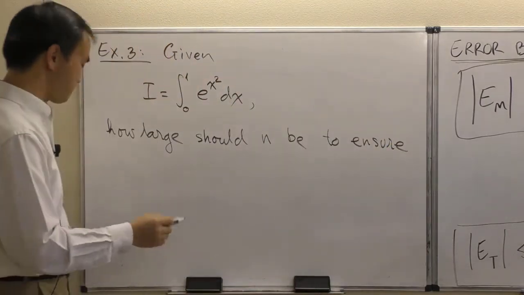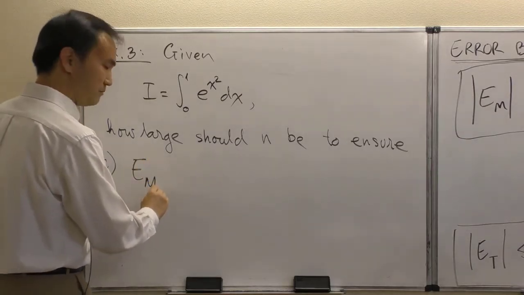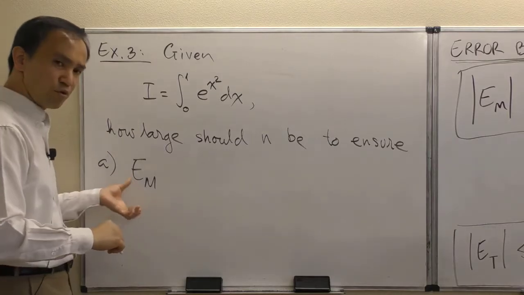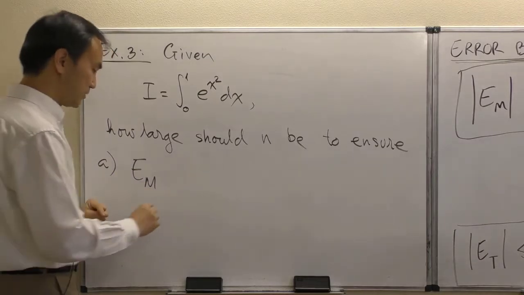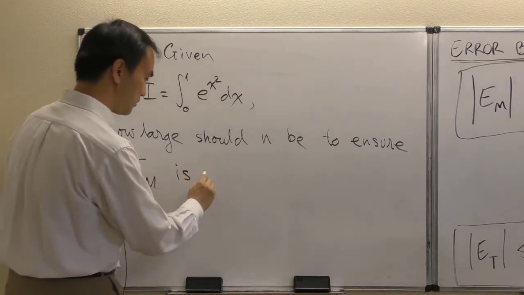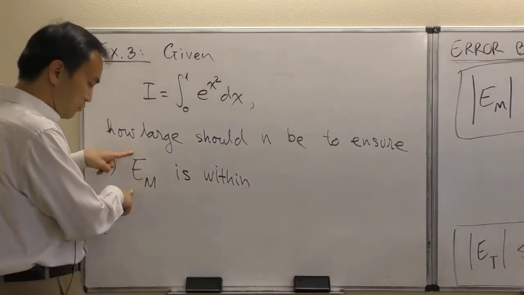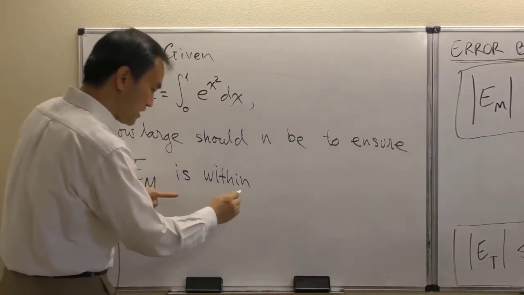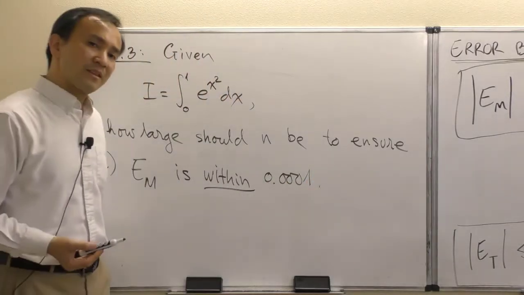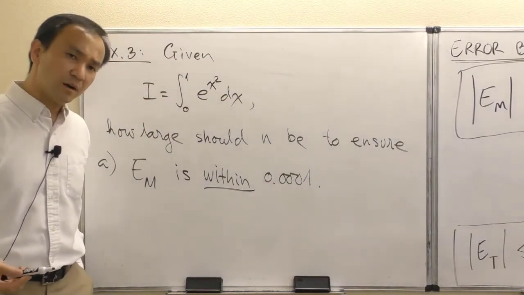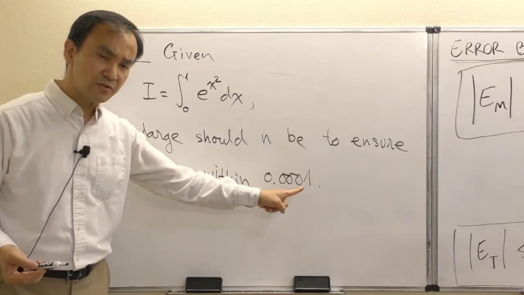to ensure EM, the amount of error produced by the midpoint rule. That's what the M is. To ensure EM is, and here is my important word, so start catching the way it's worded, the error amount produced by the midpoint rule is being within 0.0001. Okay, within 0.0001.